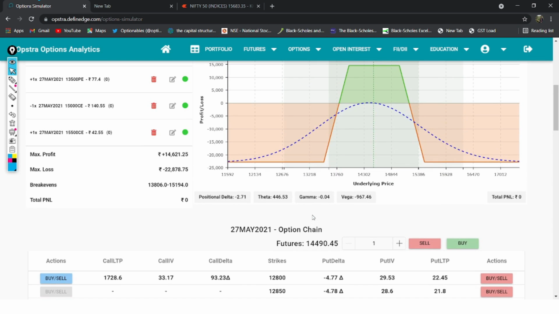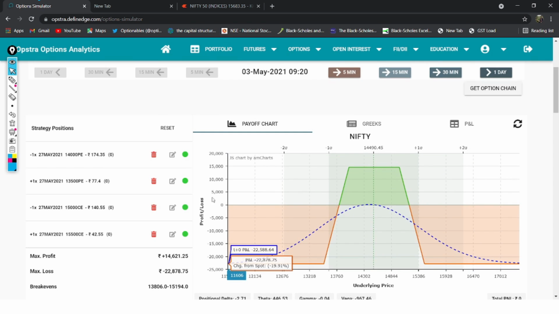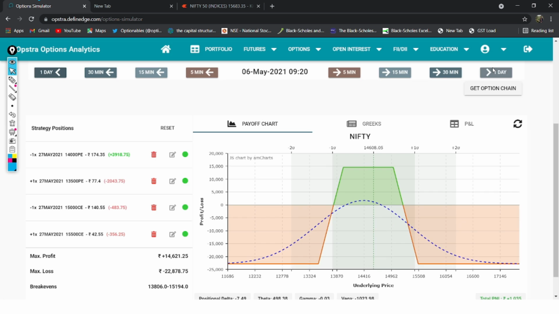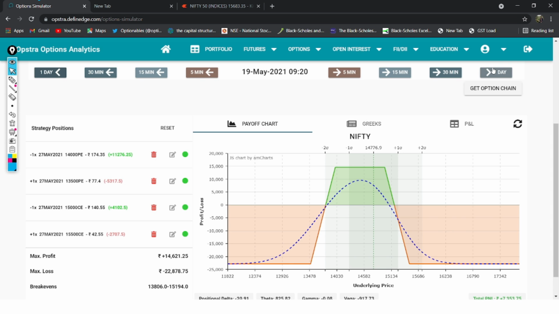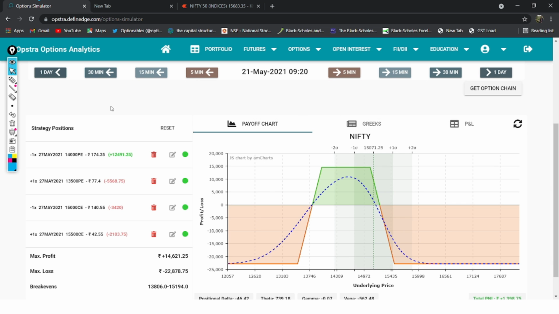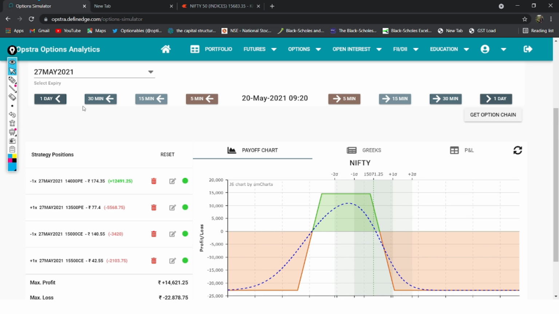So now you can see my break evens. It is at 13,806 and 15,194. So what we are going to do once it breaches our break even, so we are quickly going to move ahead. Right, so we will assume here our break even is breached, right? It's very close to our break even. So we are at a profit of only 1,300 rupees. We are going to do our first adjustment.